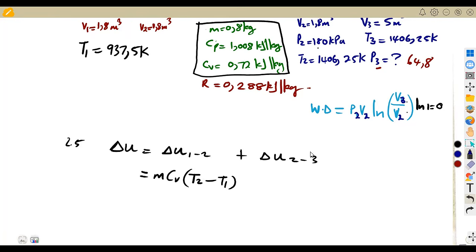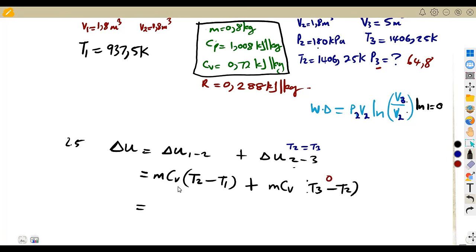But remember, this is an isothermal process whereby T2 is equal to T3. So it means we do not have internal energy change, it's going to give us a 0 in this case. The change in internal energy in an isothermal process is equal to 0. We are supposed to write the formula as m Cv times T3 minus T2, but T2 and T3 are equal, so that is going to give us a 0.